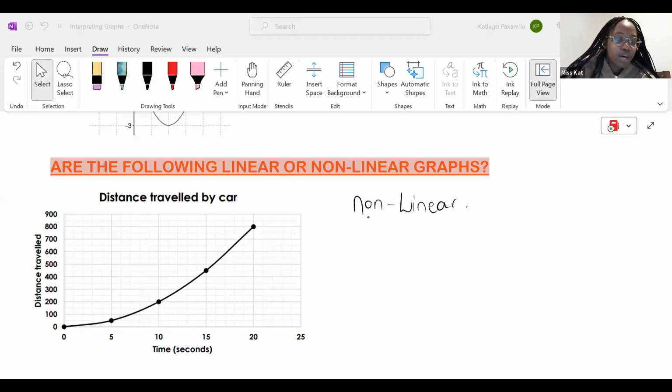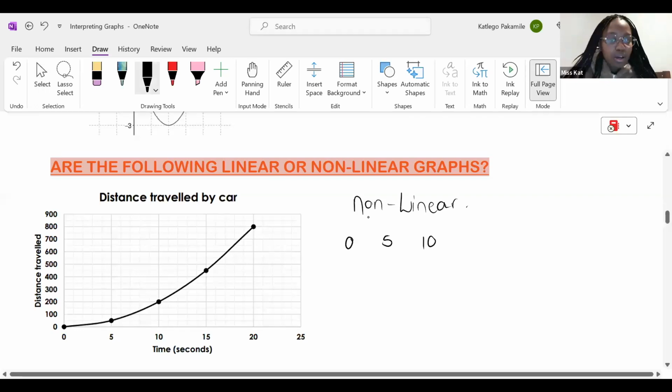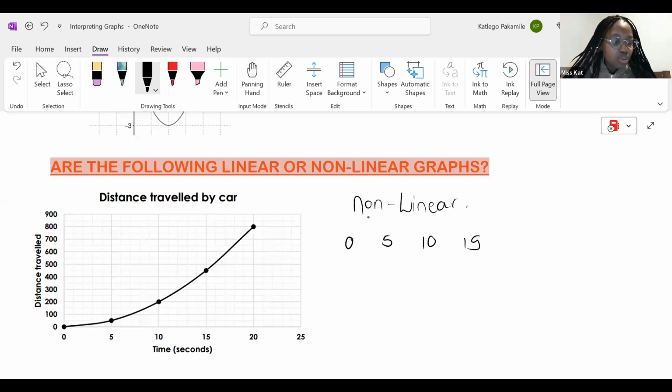Can you see over here? It is a curve. If you are not sure, you can write down the coordinates and check. Okay, so let's look at time: 0 seconds, 5 seconds, 10 seconds, 15 seconds, right? Let's read off the graph. At 0 seconds, you have traveled 0 meters, right? At 5, you have traveled 50. See, I'm reading off the graph. At 10, you have traveled 200. And at 15, you've traveled about 450.